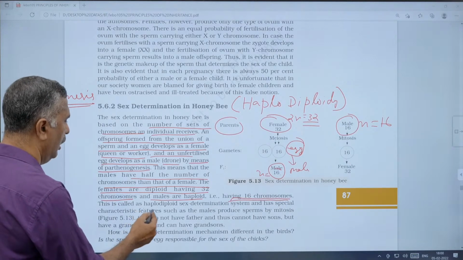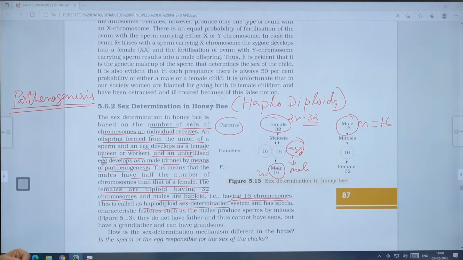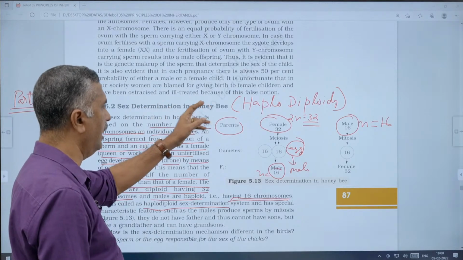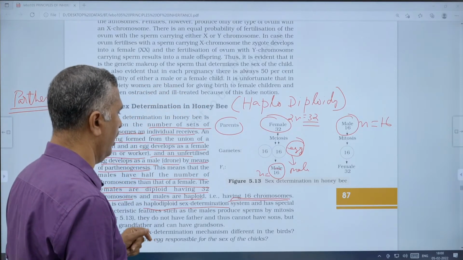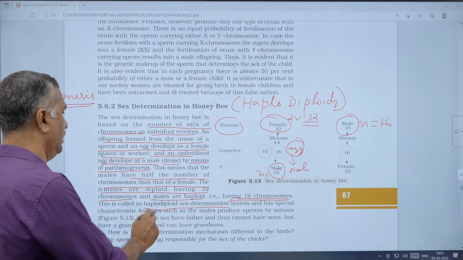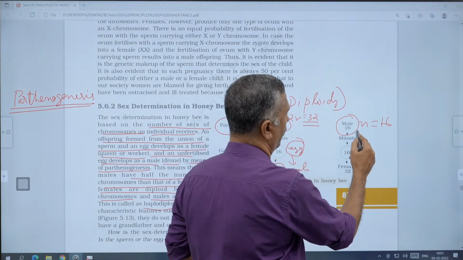This is called haplodiploid sex determination. A special type of sex determination is found in honeybees, wasps, and ants. Another characteristic feature is that the males have 16 chromosomes, half the number of chromosomes.